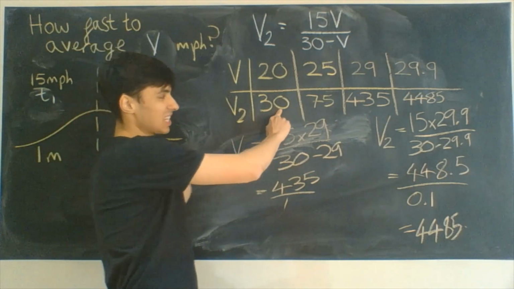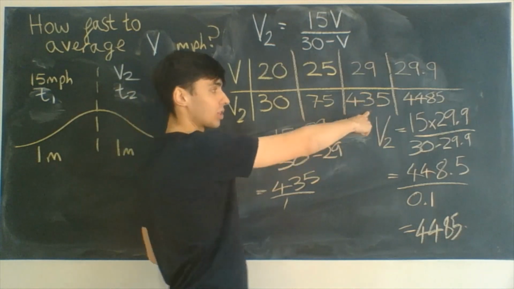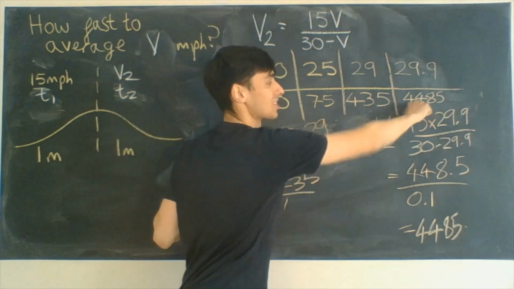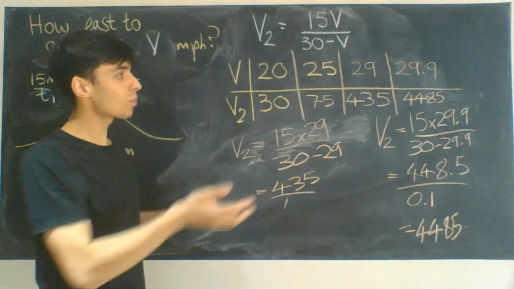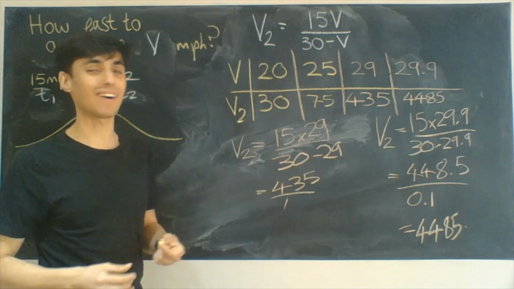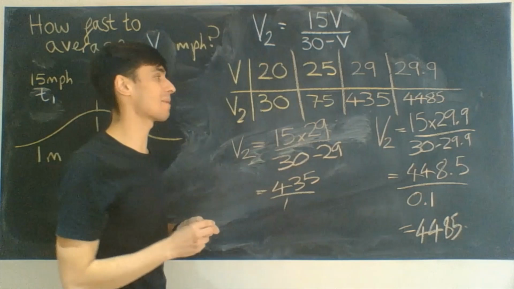You can see 30, 75 still doable. I don't know any cars that can go this fast, and that's just insane at that point. If we wanted to go to 29.99, we'd see this thing keep on going up and up and up.